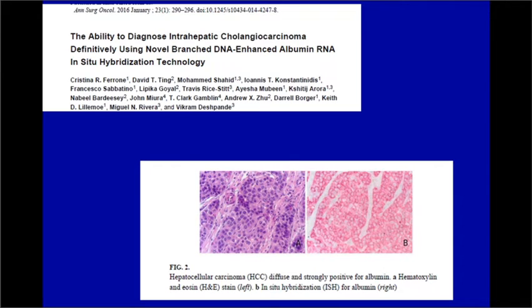There wasn't a marker specific for intrahepatic malignancies until this novel branched DNA-enhanced albumin RNA in situ hybridization technology was reported. And this particular assay is supposed to be very sensitive and specific for primary liver cancers, specifically hepatocellular carcinoma and cholangiocarcinoma. So the initial studies were very promising.